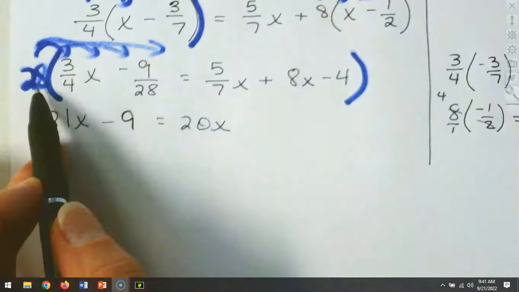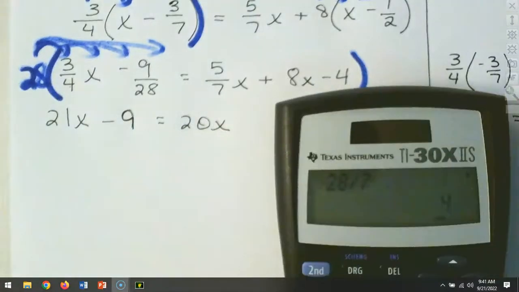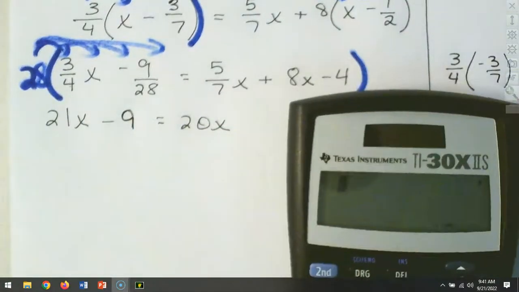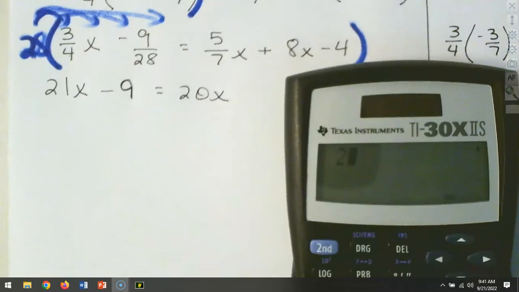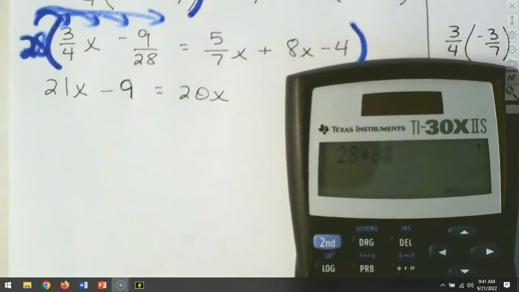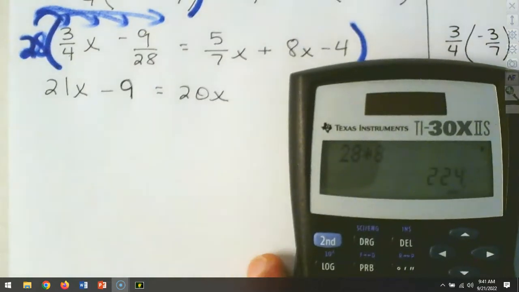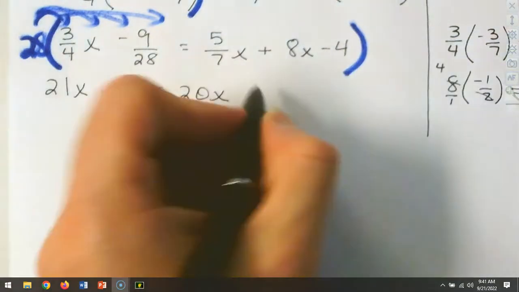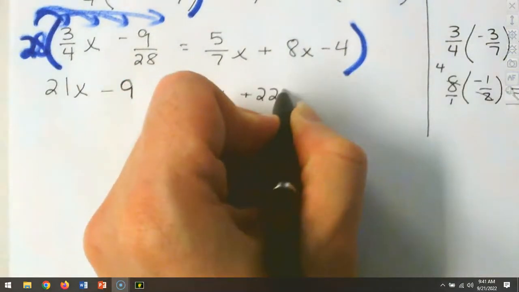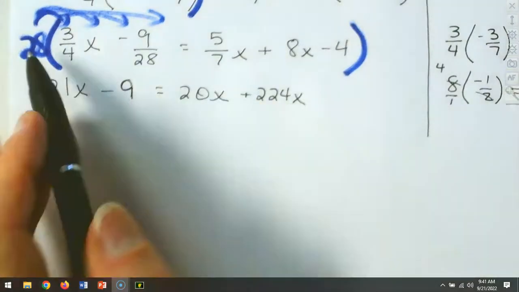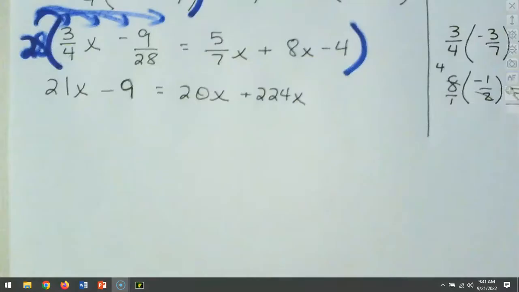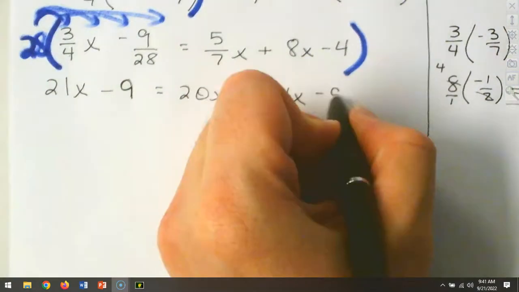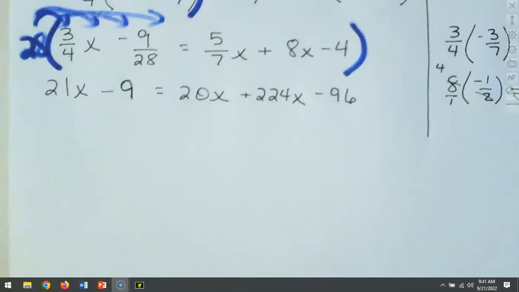Nothing is going to go here, so we just multiply. Okay, here we'll need a calculator. If we've got 28 times the 8, that makes you have a 224x here. And then we've got 28 times a negative 4. We know our answer is going to be negative, and that's going to be a negative 96.